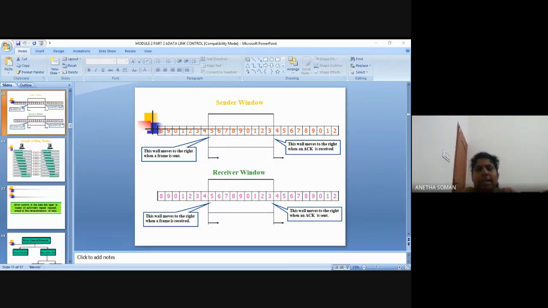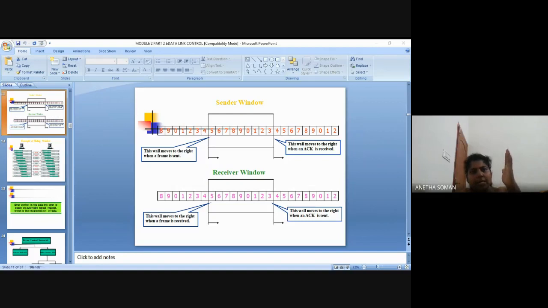Now what happens in sliding window is you have an imaginary window, and whatever frames are inside the window, you will be able to transmit them. The sender should not think that it must receive an acknowledgement every time. It is not possible. Whenever the receiver wishes to send an acknowledgement, it will send it, but it may be for multiple frames. This is what we saw in that diagram. Maybe a cumulative acknowledgement will be sent from the receiver side.